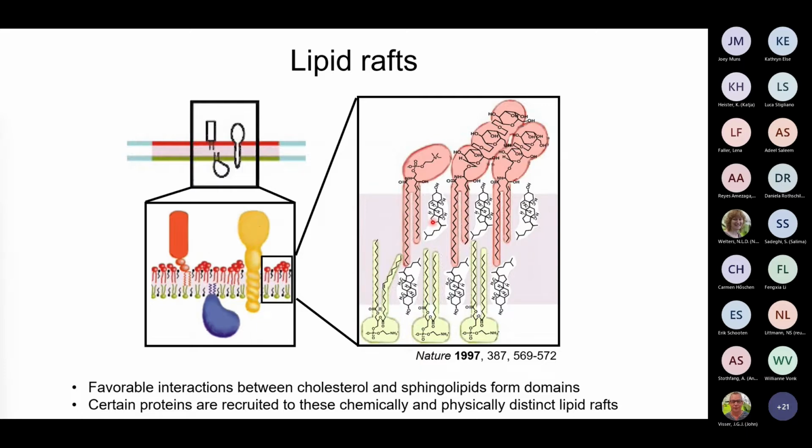It was thought that these domains enriched with cholesterol and sphingolipids, which have been called lipid rafts, exist in mammalian cells and are important to function, that they recruit certain proteins to them, and that close interaction between the proteins gives rise to function in the cell.